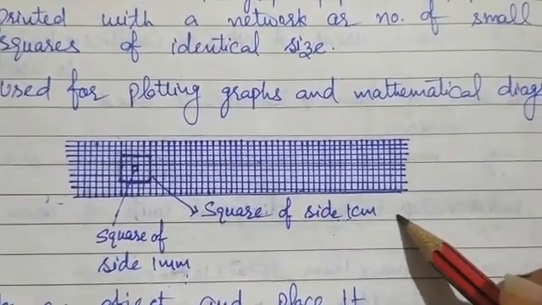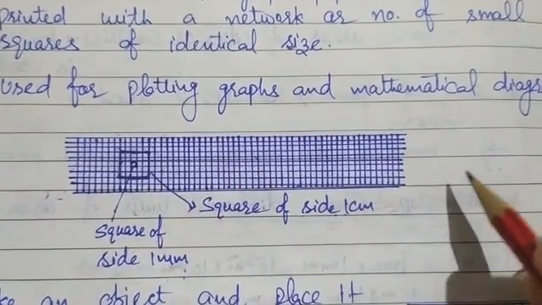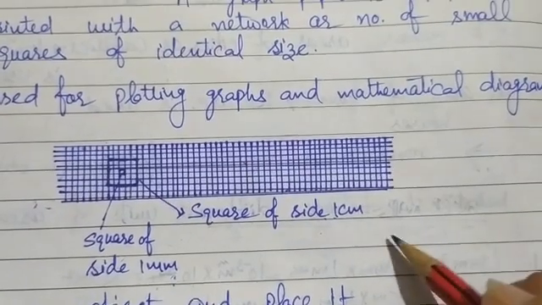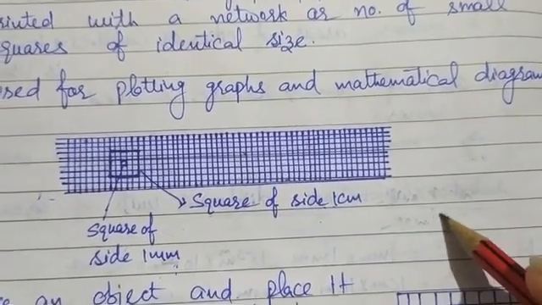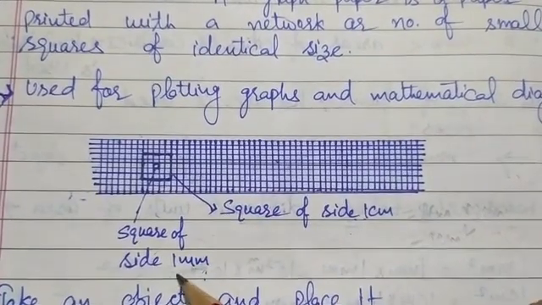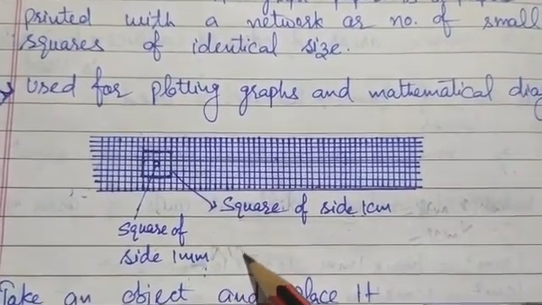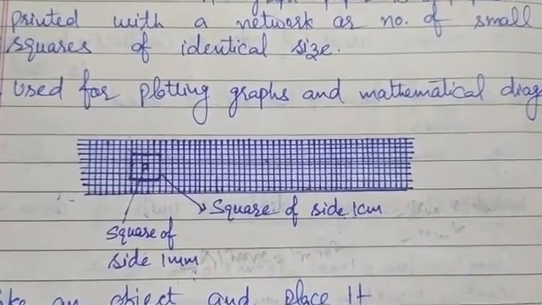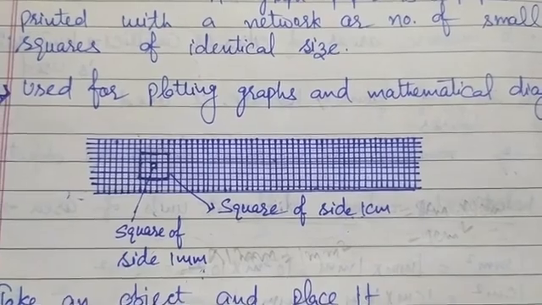So from this we can find out the area of this bigger square and these smaller squares. The area of the bigger square can be written as side multiplied by side, that will be equal to 1 centimeter multiplied by 1 centimeter, that will be equal to 1 centimeter square. Similarly, the area of these smaller squares will be equal to 1 millimeter multiplied by 1 millimeter, that will be equal to 1 millimeter square. So in this way we can find out the area of each of these squares.